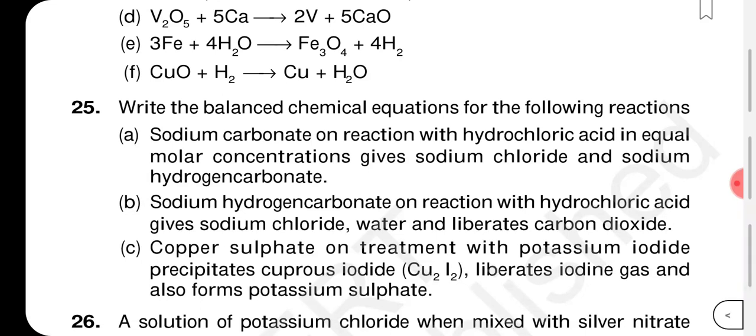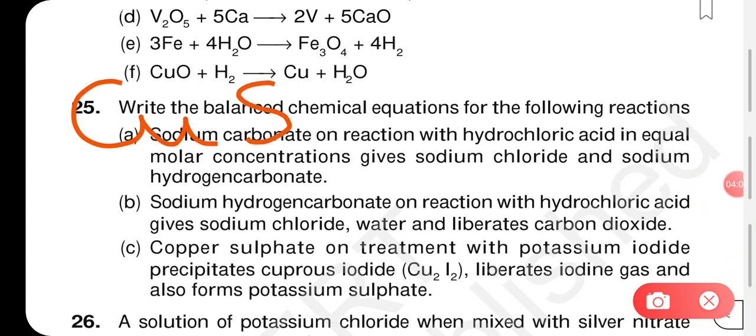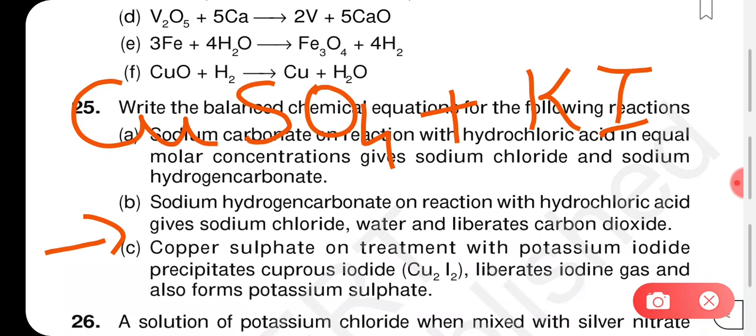Let's see, it is given copper sulfate on treatment with potassium iodide. How will you write the molecular formula of copper sulfate? Copper symbol is Cu, sulfate is SO4. So CuSO4 is reacting with potassium iodide, where K is the symbol for potassium and I is for iodine. When they react, it gives the precipitate of cuprous iodide. Cuprous iodide precipitate is formed. Its molecular formula is also given here, but you can remember it is Cu2I2.